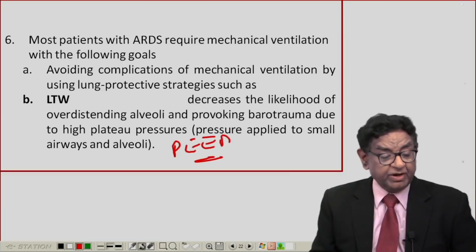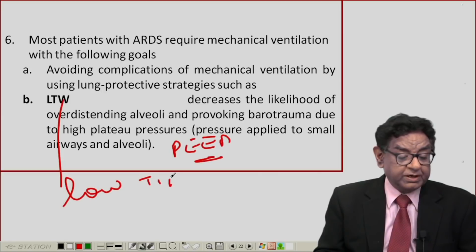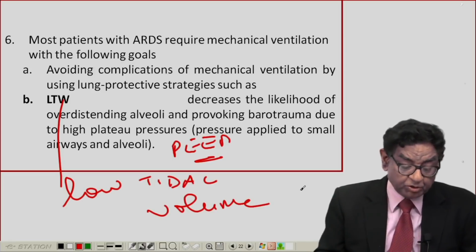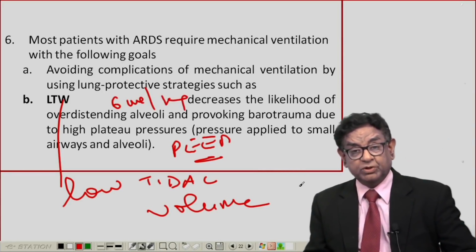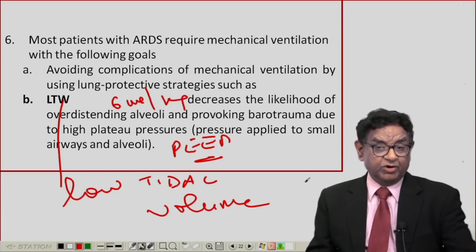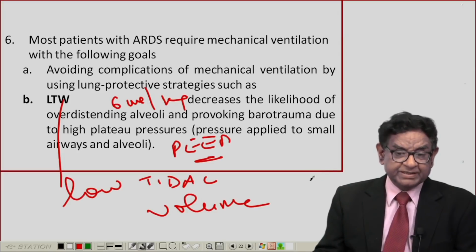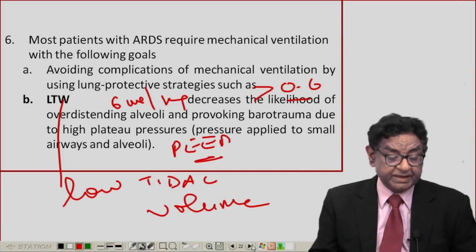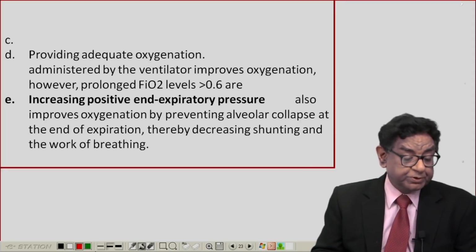And what is the main thing? You have to give low tidal volume. Low tidal volume, with PEEP. That means it should not be more than 6 ml per kg of ideal body weight. So it should always be low tidal volume, because if you give high tidal volume, it can lead to barotrauma to the lungs. And as I told you, even FiO2 we can increase, but it should not be more than 0.6. Otherwise, it will lead to oxygen toxicity. Okay. So PEEP should be given.